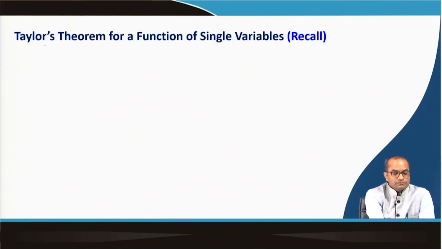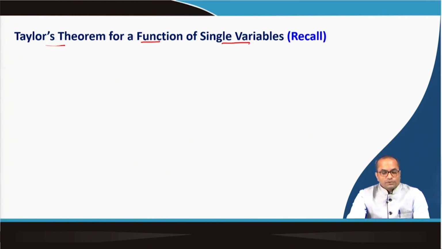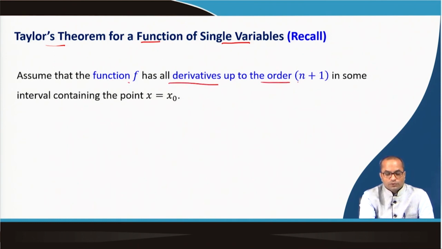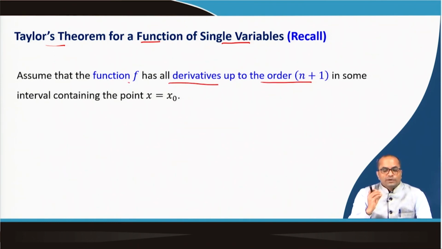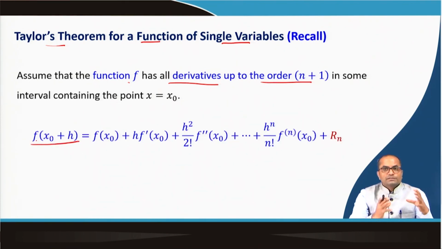So, Taylor's theorem for a function of a single variable, just to recall, was already discussed in this course. Assume that the function f has all derivatives up to order n plus 1 in some interval containing the point x equal to x naught, and then we have expressed the function in the neighborhood of this x naught point.